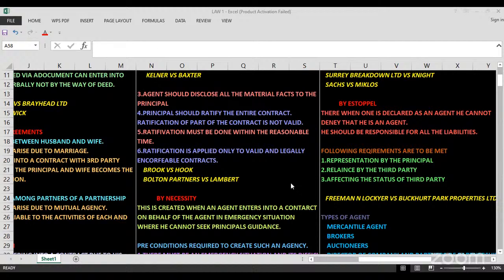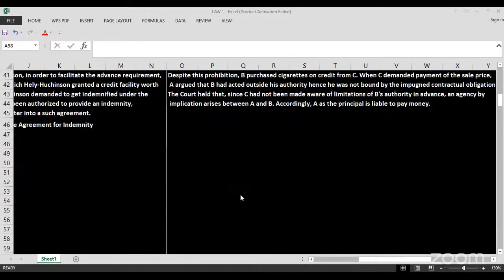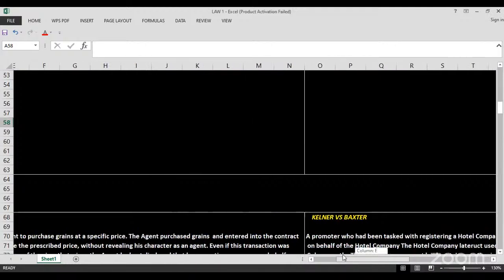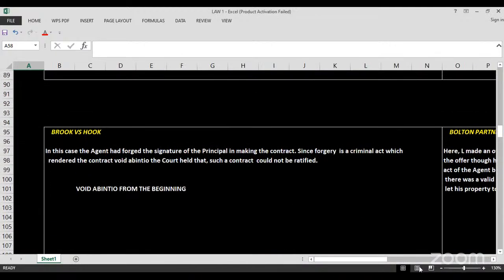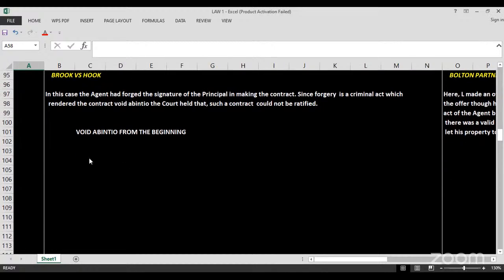Okay, let's see some case laws related to that. Brook versus Hook and Walton Partners versus Lambert. In this case, the agent had forged the signature of the principal in making the contract. Since forgery is a criminal act which renders the contract void ab initio, the court held that such a contract could not be ratified.